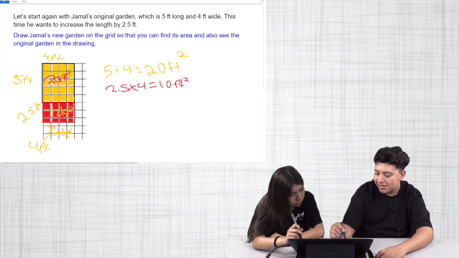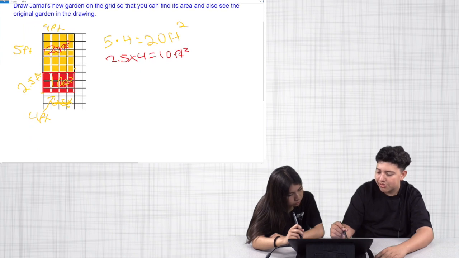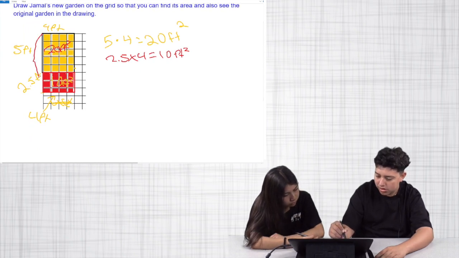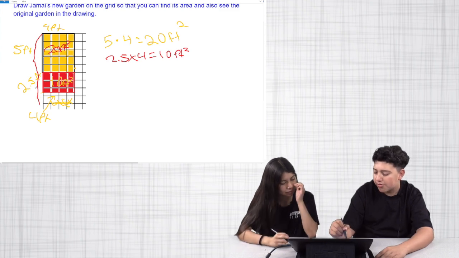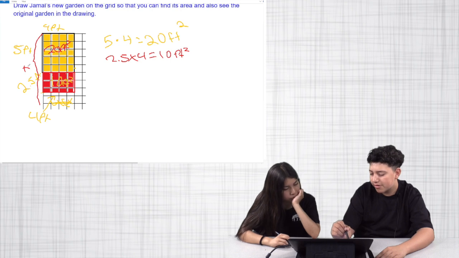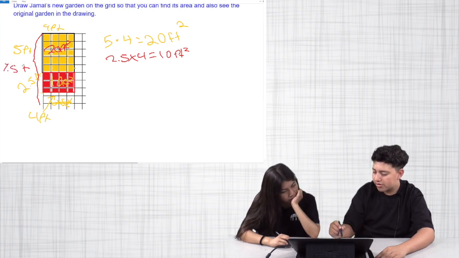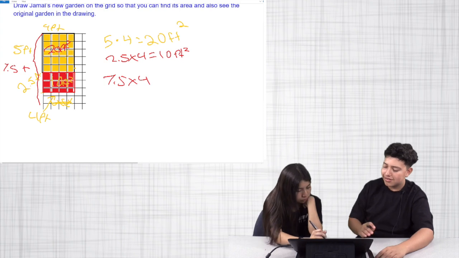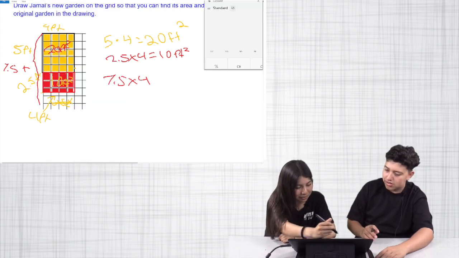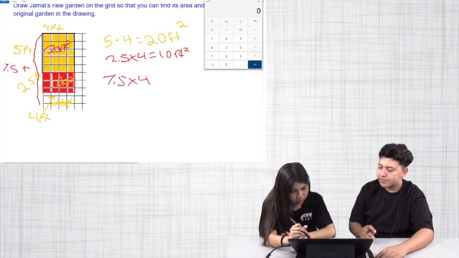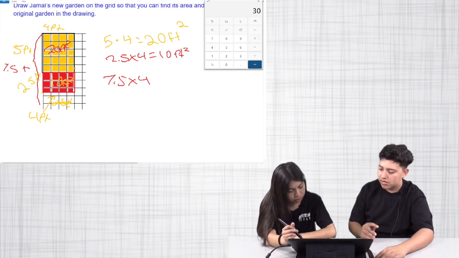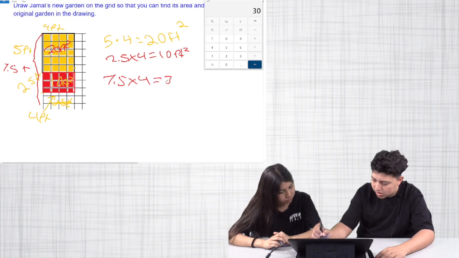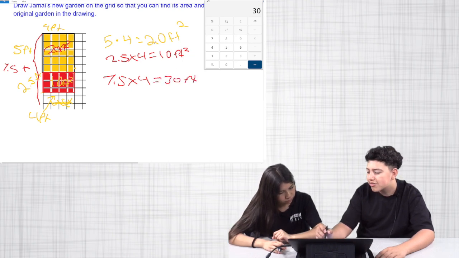We could have done this. It was 7.5, right here. This is 7.5 because if we add these, 5 and 2.5. Oh, yeah, 7.5 times 4. What is that? Okay, 30. We could also add these two, which equals 30.